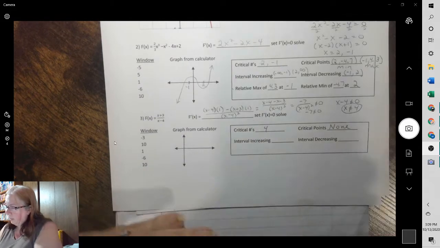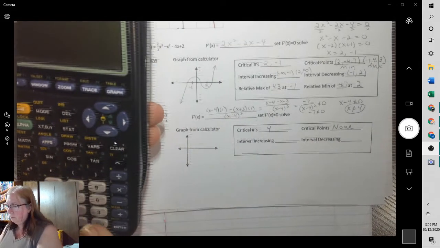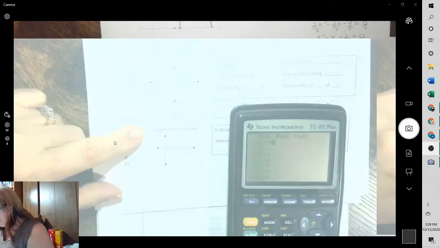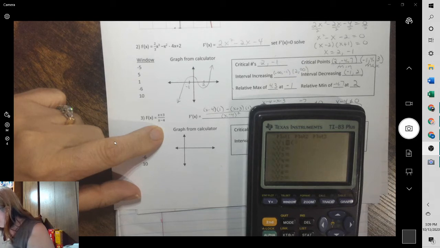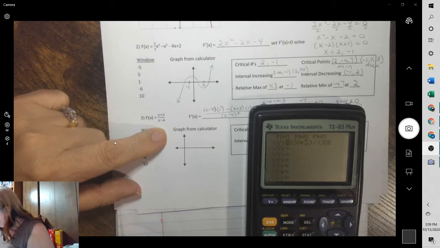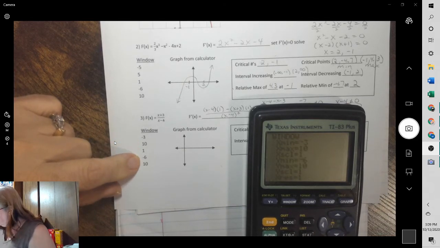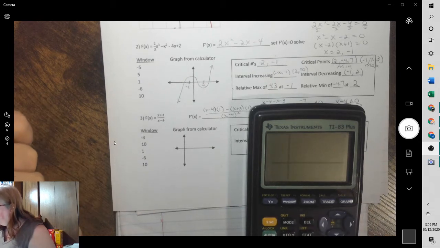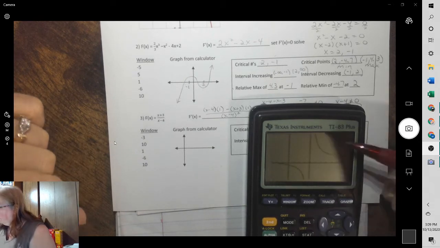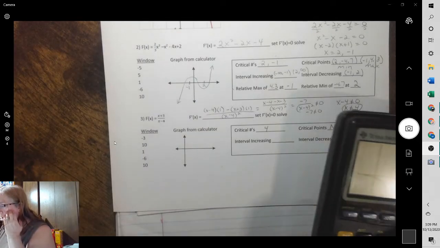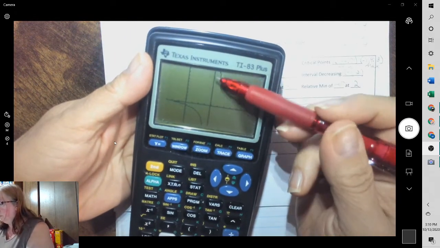Okay, so we can go ahead and graph it. x plus 3 and x minus 4. And then change the window, -3, 10, -6, 10. This line here, that's that asymptote that I was talking about at 4. That's the critical number.